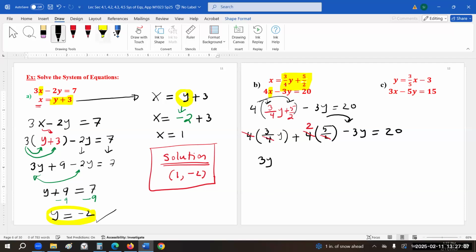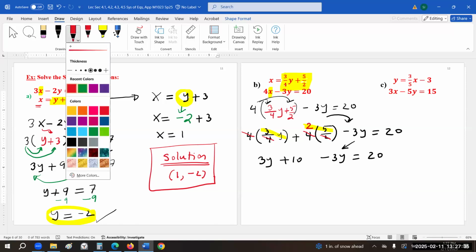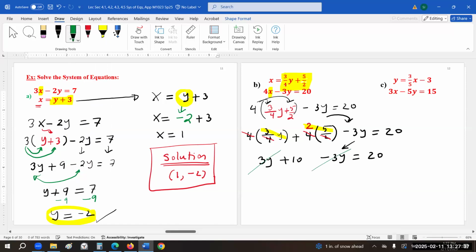So we have 3y, 3 and y here. And we have 2 times 5, which is 10. Plus 10. And we still have our negative 3y and 20. Now, as most of you already see, the plus 3y and minus 3y, they cancel out. So we actually have no variable left. The variables cancel out. We have 10 equals 20.